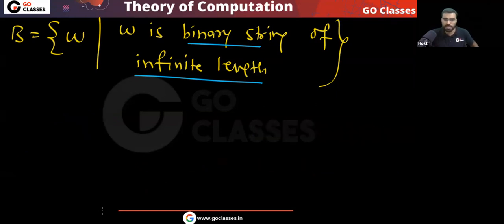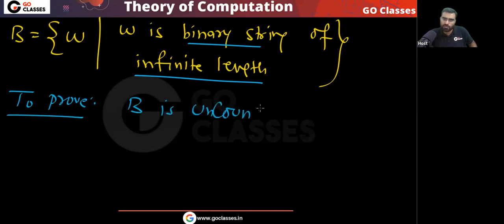What is the set B? Now, what do we need to prove? Tell me what we need to prove. We need to prove that B is uncountable. This is what we need to prove.